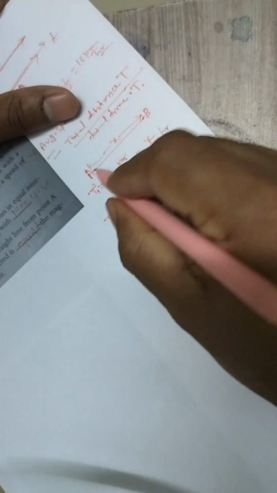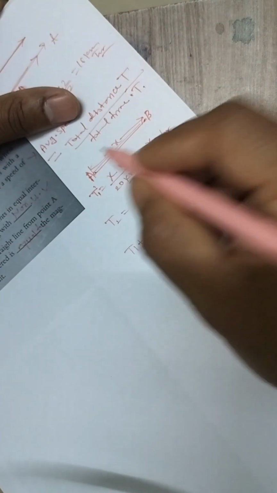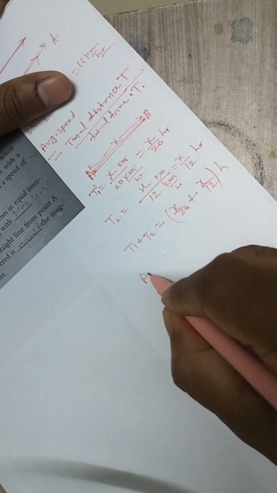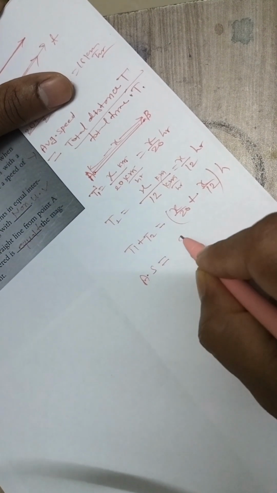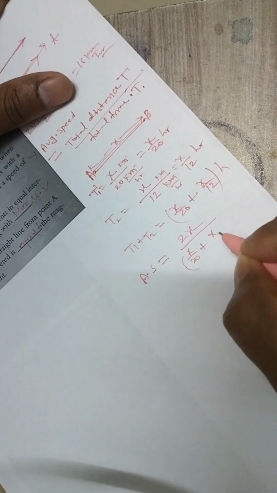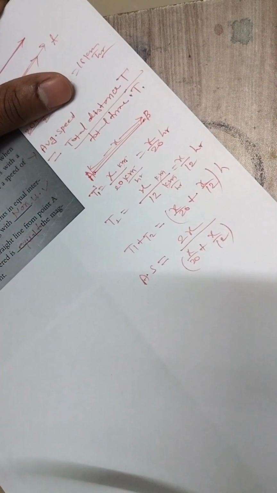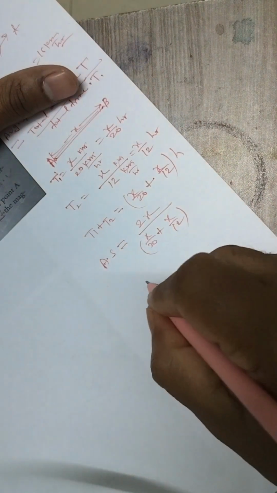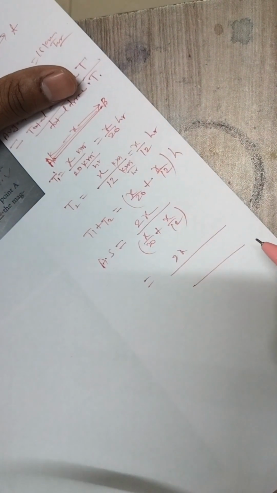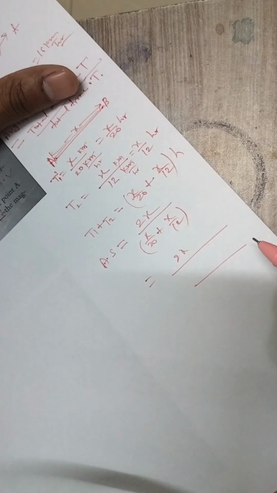Total distance we know: x while going, x while returning. So average speed is equal to total distance by total time, x by 20 plus x by 12. Now for 2x over 20 and 12, we need the LCM. You can find the LCM in two ways.